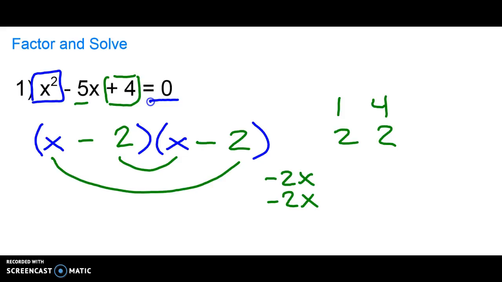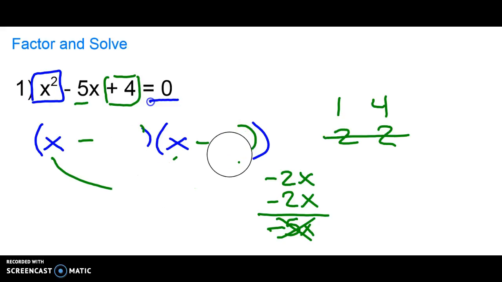And when I'm checking, what is it that I'm looking for? What should they add together? They should add together to be the middle term, which would be negative 5x. But negative 2x and negative 2x does not equal negative 5x, so that's not the correct factoring. Now, if I were to switch this 2 and this 2, would that change anything? No, so I've ruled out that 2, 2 is not the correct answer.